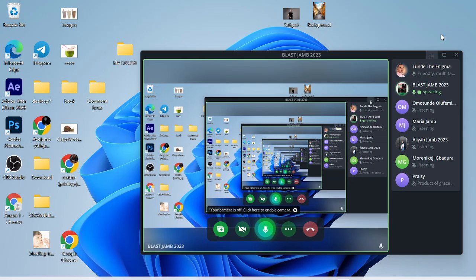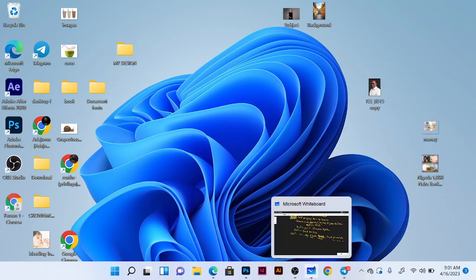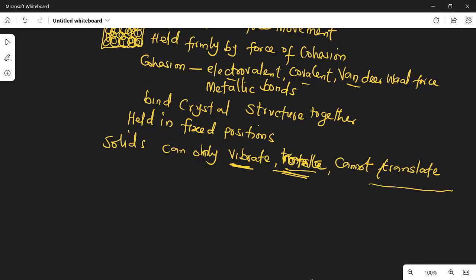Let's continue then. So very, very important now. Our molecules of solids can only vibrate and rotate, but they cannot translate. That's an important factor we need to note. Another property of solids we need to know is that they have a definite shape, and they have definite volume.